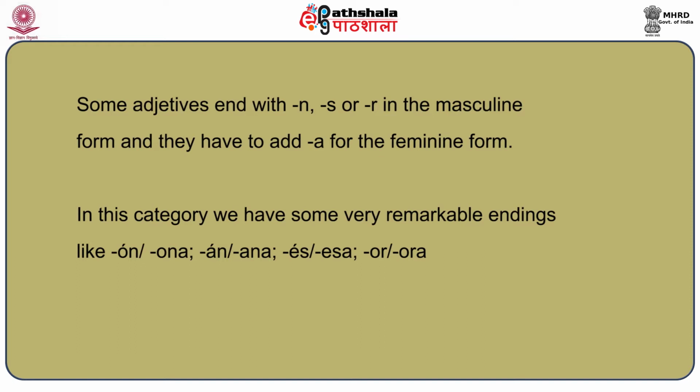Now, there are some adjectives which do not end with O, but they end with N, S, or R in the masculine form, and we have to add A for the feminine form. In this category, we have some very remarkable endings like on, which changes into ona, an is ana, es becomes esa, or or becomes ora. Let's see these rules in detail.